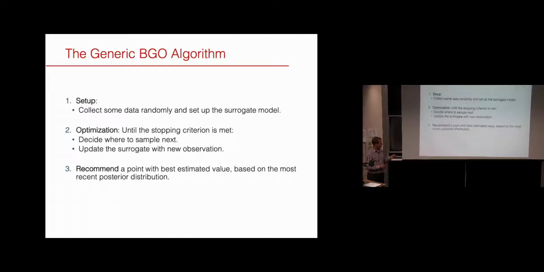Question for you: why should I use the point with the best estimated value and not the best observed value? Any ideas? When can the best observed value be misleading? When you have a bad surrogate model. Sorry? When you have a bad surrogate model. We have a bad surrogate model, but then the observation is still what you have seen, because this comes from the function directly.